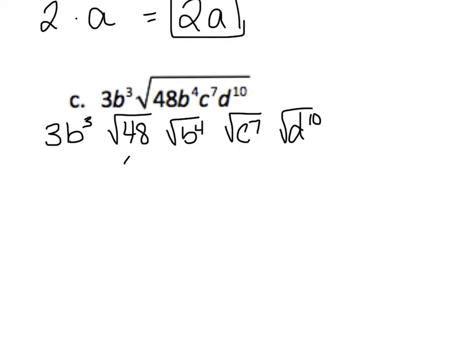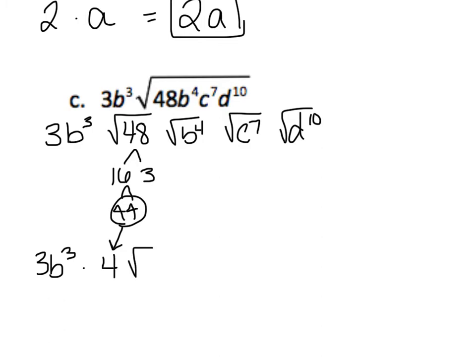And I got the 48, so 16 and 3, 4 and 4, and I'm looking for groups of 2. So the 4 can come out. I'm going to bring down the 3b to the 3rd times 4 square root 3. For b to the 4th, I can break this down into b squared and b squared. And there's a pair with nothing left over, so b squared just comes out.